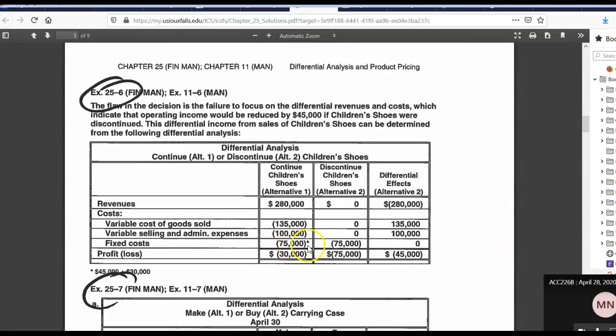Here's the same thing. Do we keep the shoes or not? Everything is broken out by fixed costs. So in this case, by continuing with the shoes, we're still losing, but it's covering our costs by 45 grand. Okay.